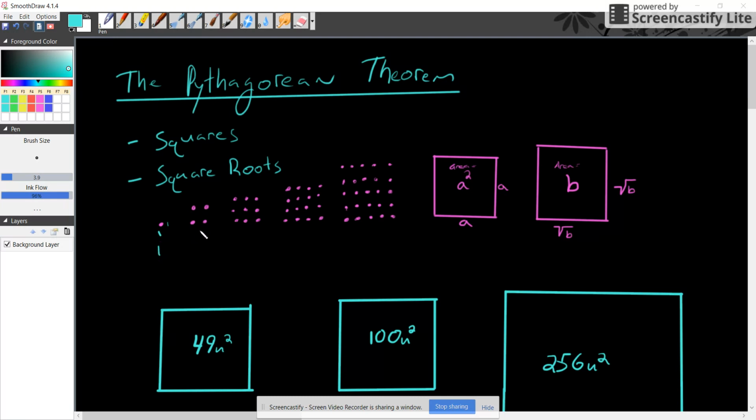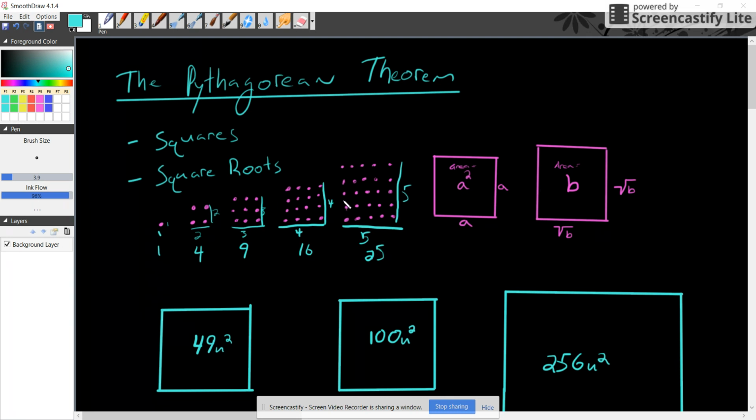You can make a 2 by 2 square. This takes up 4 stones. Have a 3 by 3 grid of stones. How many stones does that take? 9. Make a 4 by 4 stone grid. This is 16 stones. Or 5 by 5. And this would take 25 stones.